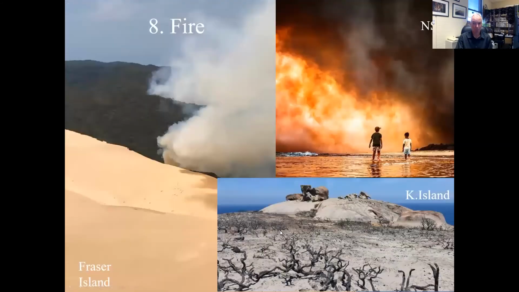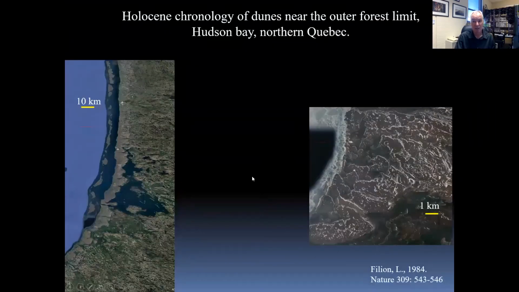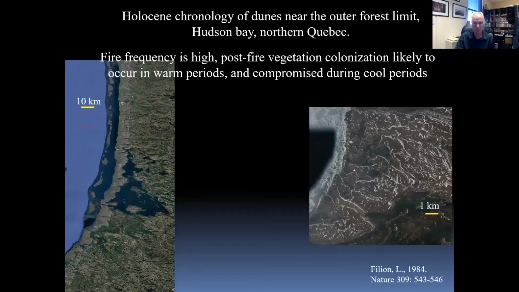And then there's fire. And of course, Southern Australia and Fraser Island have seen some magnificent examples of fire on Dunefields in the last year or so. So the one on Fraser Island, of course, lots of New South Wales, and the ones on Kangaroo Island. And Filion in 1984 published a paper in Nature where she was looking at Hudson Bay here in Canada and looking at these transgressive Dunefields and how they were formed particularly by fires. And she's right up at the outer forest limit here. And she argued that the fire frequency here is high.